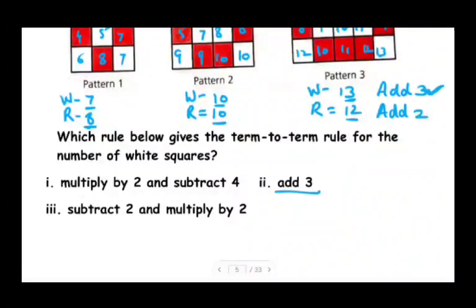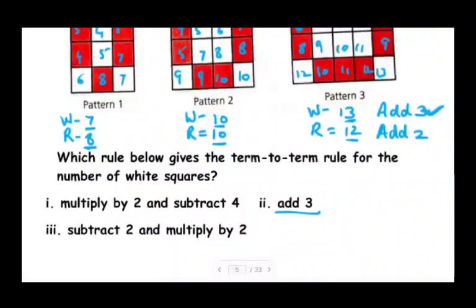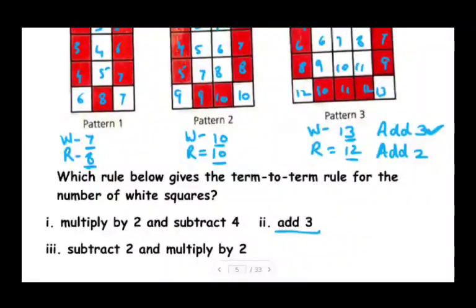But let's check. Multiply by 2 and subtract 4. My first pattern has 7. If I multiply by 2 it gives me 14, and then subtract 4 gives me 10. Yes, I get to the next term. But let's see if this holds true even for the second one. Times 2 gives me 20, minus 4 gives me 16. But I have 13. So no, this is not the term to term rule. Let's try the third one.